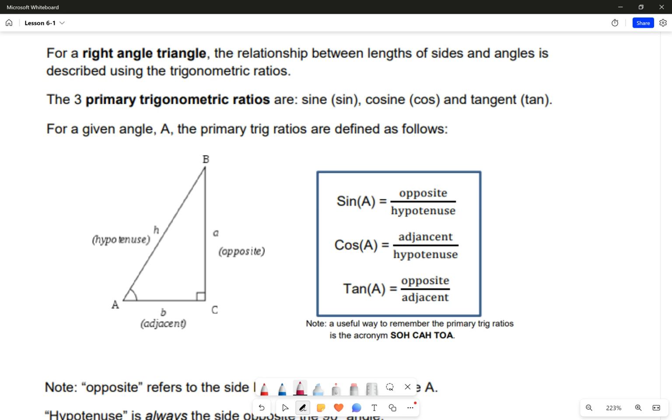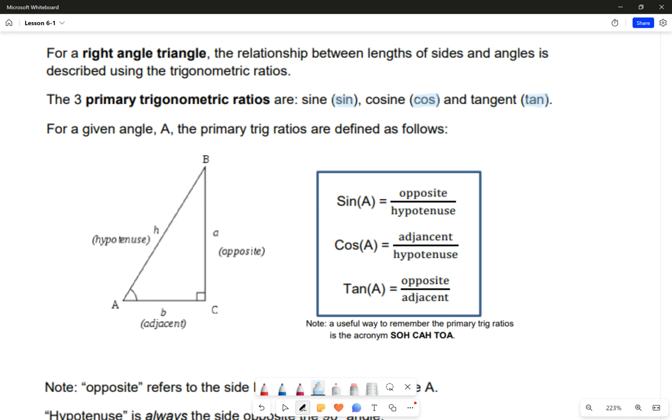So the three primary trig ratios are sine, which we're going to abbreviate sin, cosine, cos, and tangent, tan. So what I've highlighted in light blue are the abbreviations, okay? So the trig ratio sine will always be opposite over hypotenuse.